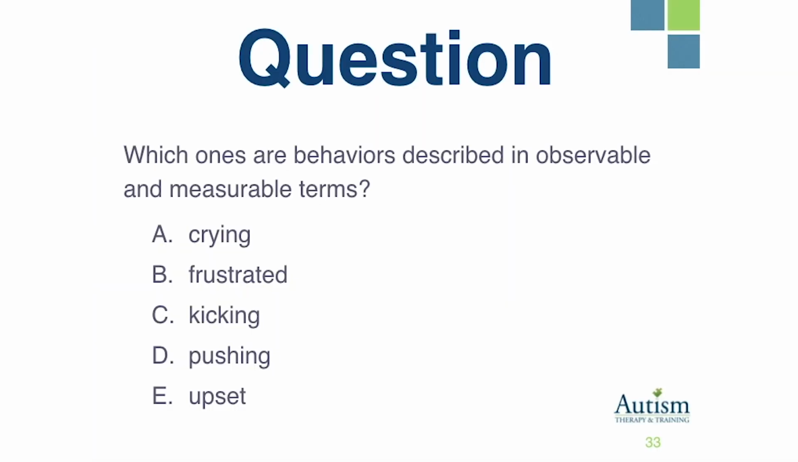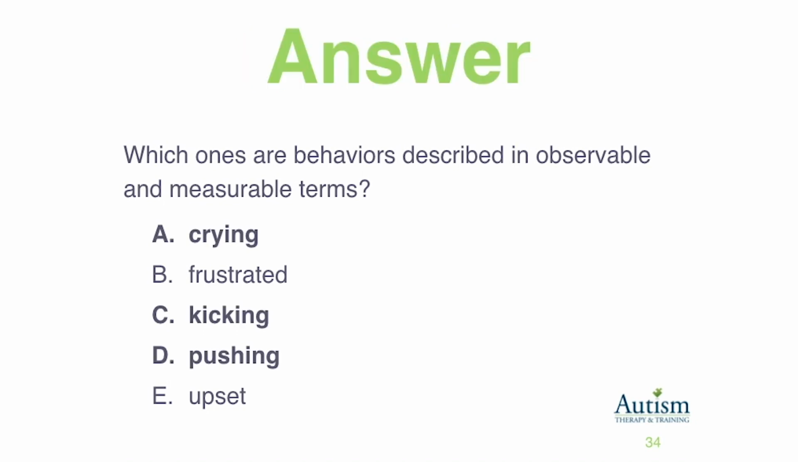Which ones are behaviors described in observable and measurable terms? A. Crying. B. Frustrated. C. Kicking. D. Pushing. Or E. Upset. And the correct response is A, Crying. C, Kicking. D, Pushing. Well done.